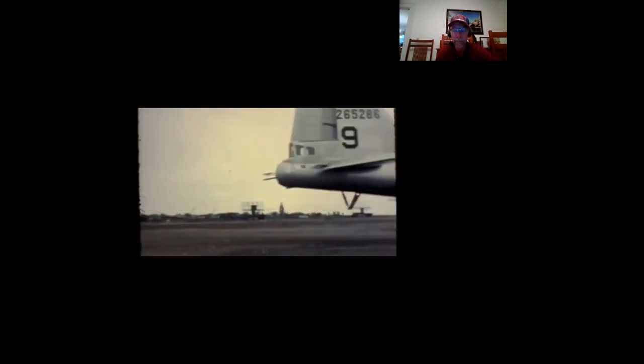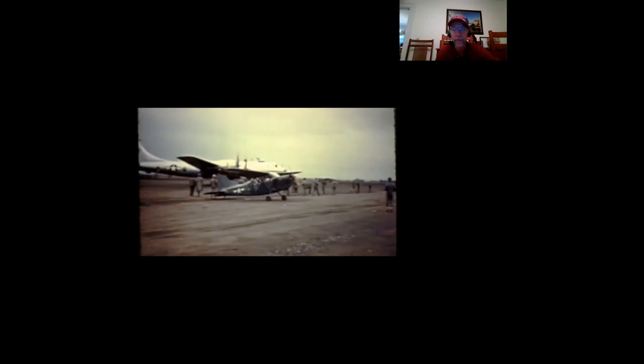This was taken with a little hand-cranked 8mm movie camera by a GI photographer. And that's an L5 spotting plane in the foreground, which was used for artillery, calling in artillery. A crowd is gathering as the engines wind down. And you can see the mob that ended up showing up there.